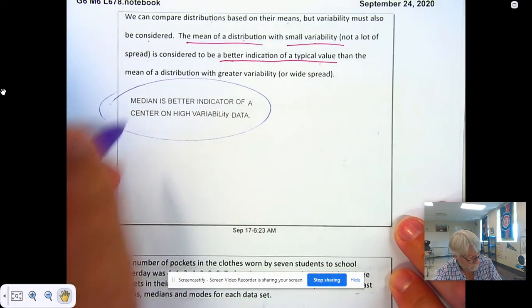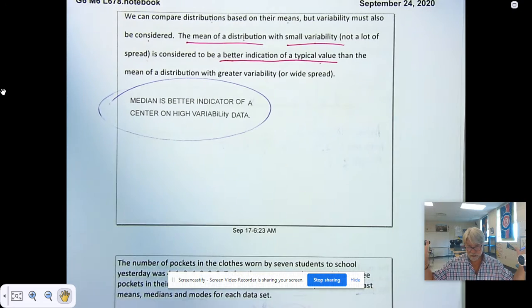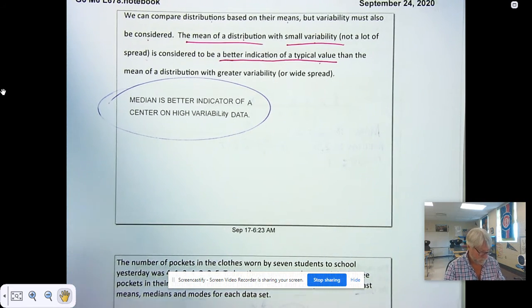So the median we use when the data is spread out. The median is a better representation of center. But when your data is tightly packed, the mean is the better representative of center. So again, what is spread out? What is tightly packed? Sometimes you've got data that's not really clear, but this is what you're looking for.